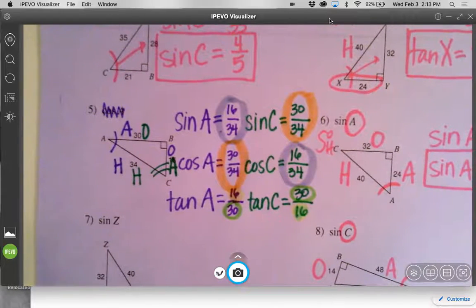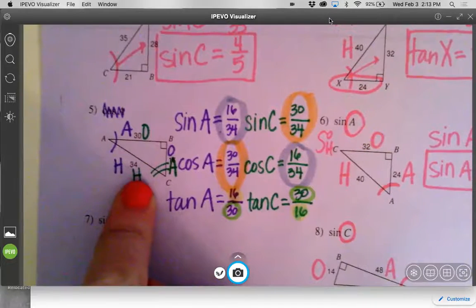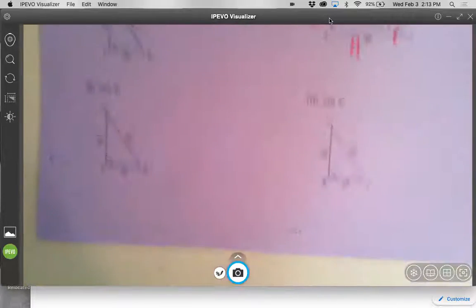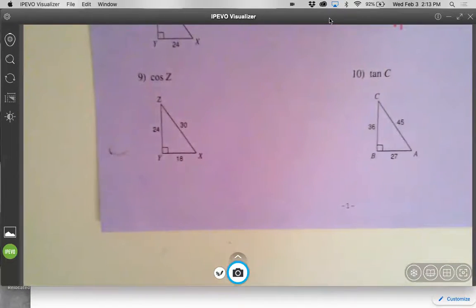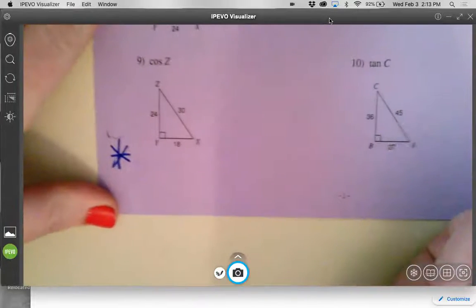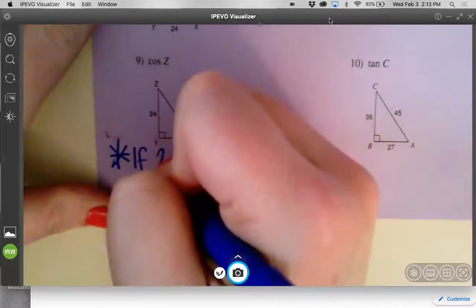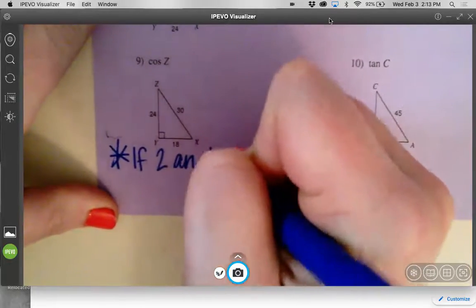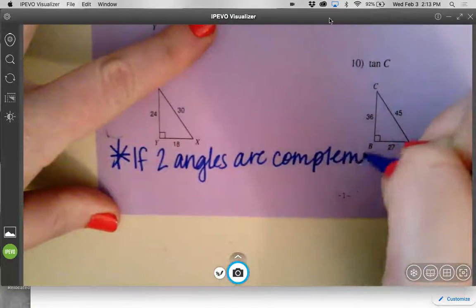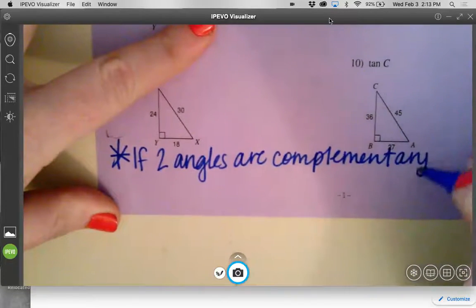It's not just if you see it in a triangle, it's any complementary angles, even if you don't have a triangle drawn. So we're going to move down to the bottom of the page real quick and make a note about that. Because like I said, that is one of the most important things that you're supposed to take away from the study of trigonometry in geometry class. So we're going to write, if two angles are complementary, complementary means they add up to what?